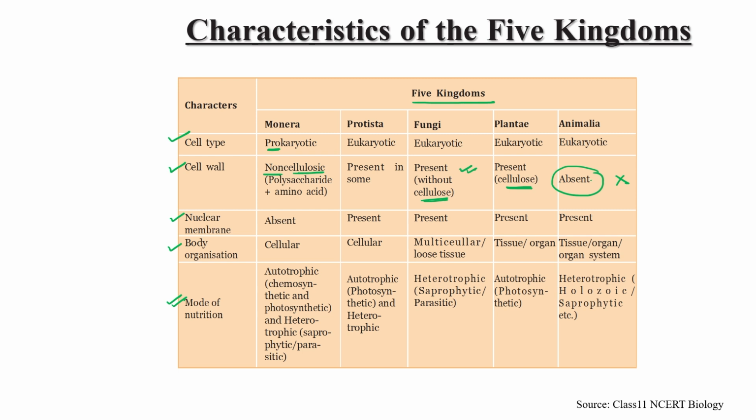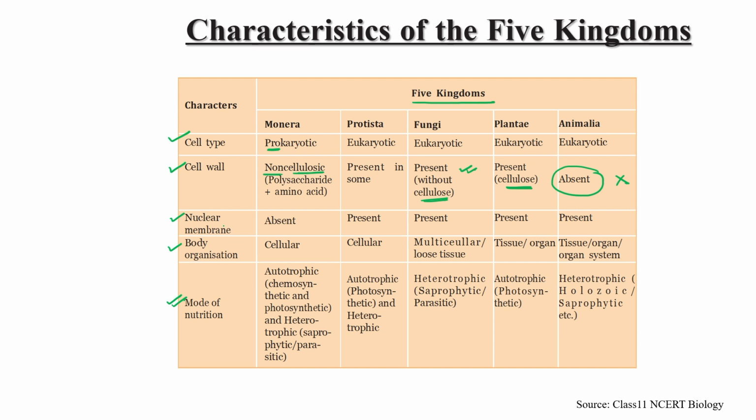So except Animalia, all of Monera, Protista, Fungi, and Plantae have a cell wall, but of different types. In Monera it is non-cellulosic, containing only polysaccharide plus amino acid, no cellulose. In some members of Protista, some have a cell wall, while in fungi the cell wall is present but without cellulose. In Plantae, cellulose is compulsorily present in the cell wall.